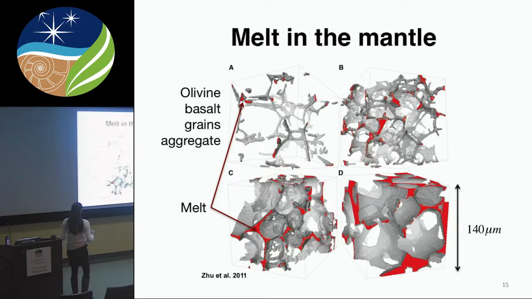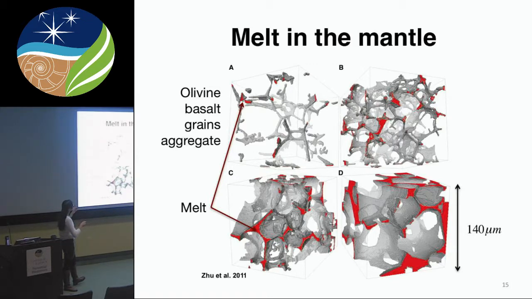So melt in the mantle, the dynamics at least, is really determined by how permeable the mantle is when you start melting. There have been quite a number of experiments done to figure out just how permeable the mantle is when you melt it. So here is a figure from this paper, Zhu et al.